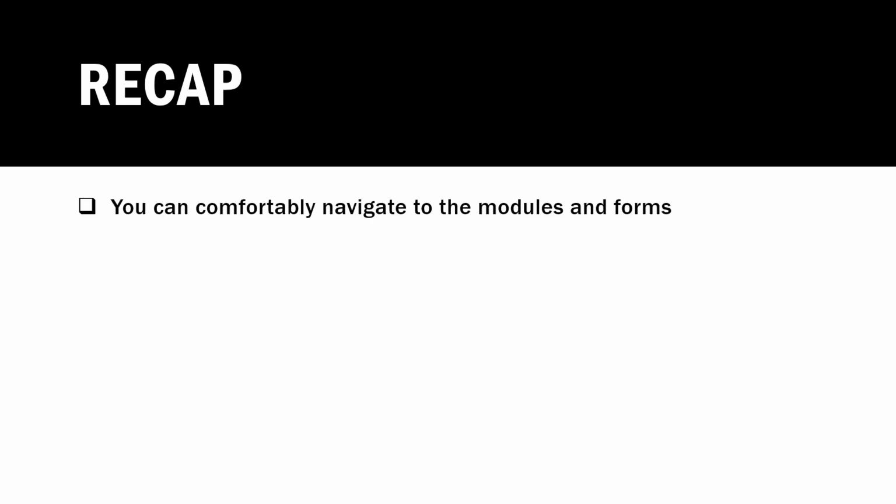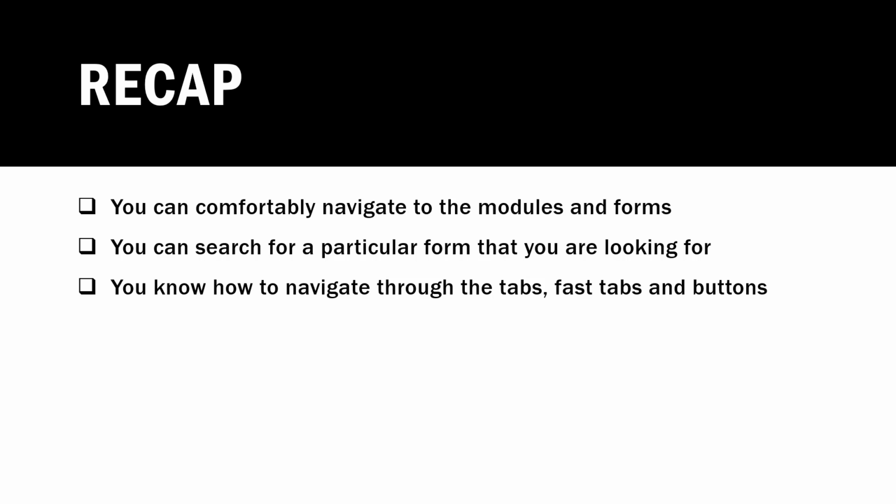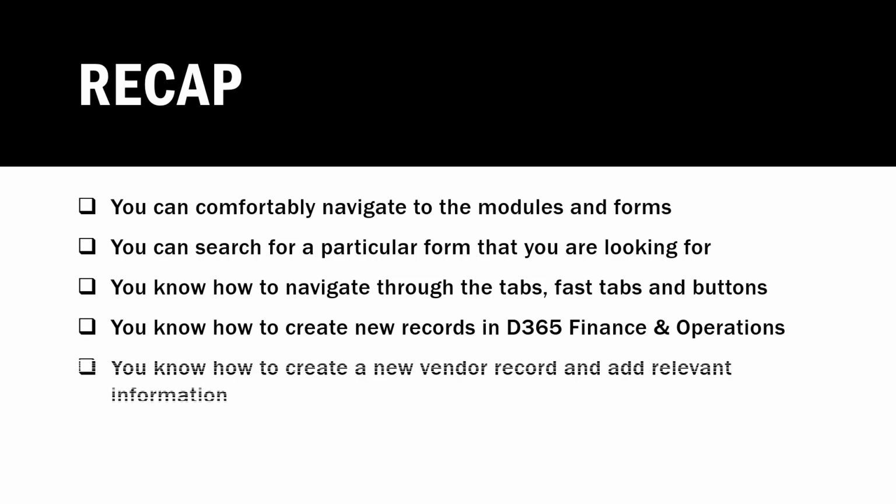So let's do a quick recap. If you have followed this video, then you can comfortably navigate to the modules and through the forms. You can search for a particular form that you're looking for. You should be able to navigate through the tabs, fast tabs, and various buttons. And you should know how to create a new record in Dynamics 365 Finance and Operations. And as an example, you should now know how to create a new vendor record and add relevant information.